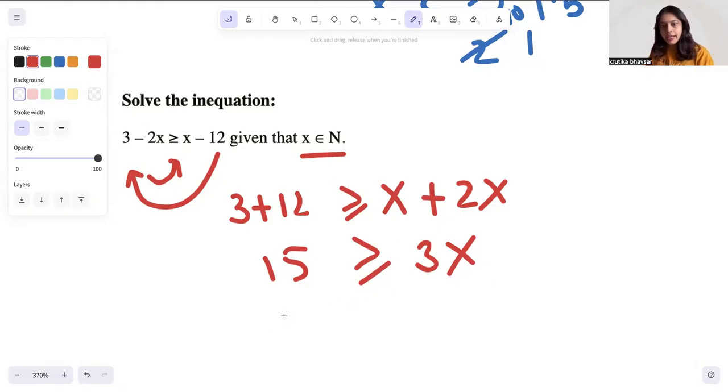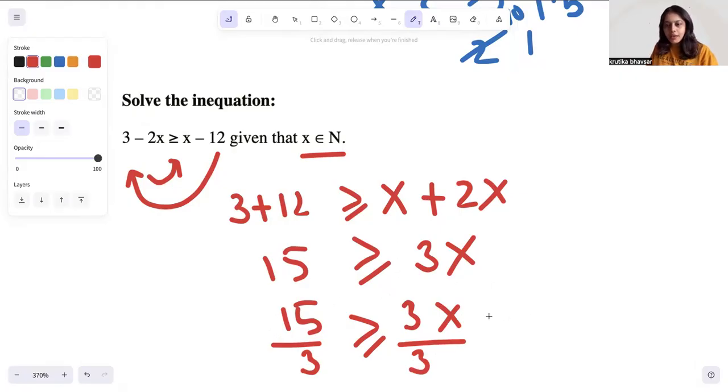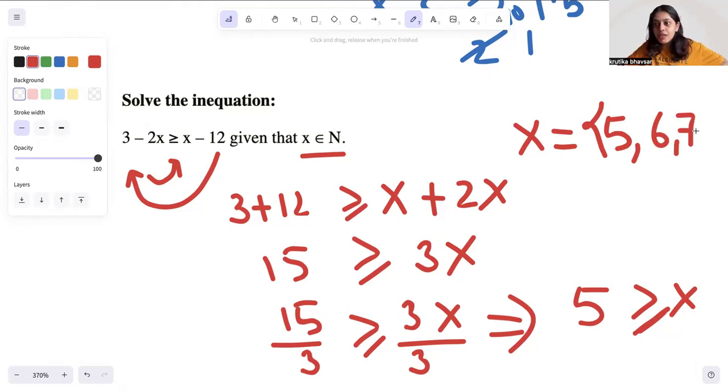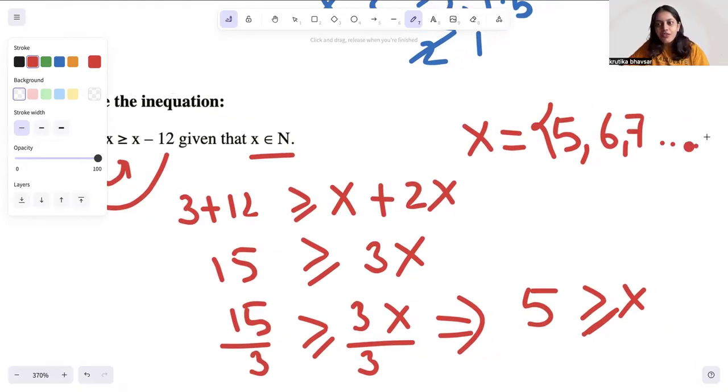Okay, now we need to divide by a positive number. So I'm dividing by 3 on both sides. So I have this. Okay, this leads me to 15. So I have 3 5s greater than or equal to x. Now x belongs to natural numbers, and x can be anything but not less than 5. So x is actually 5 because there is an equality here, but x is also greater than 5. So it is actually infinity from 5 onwards. Okay.